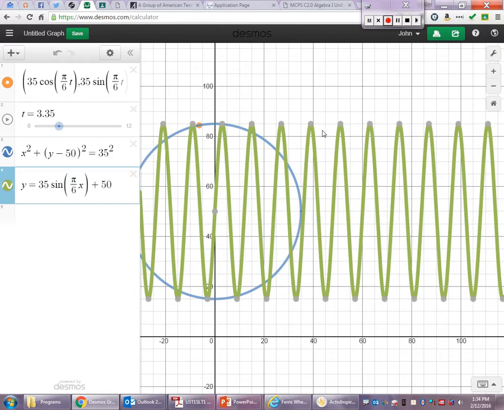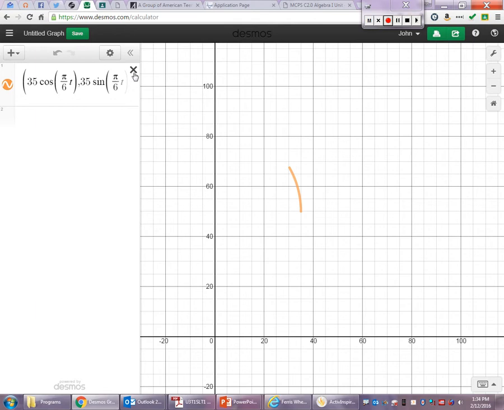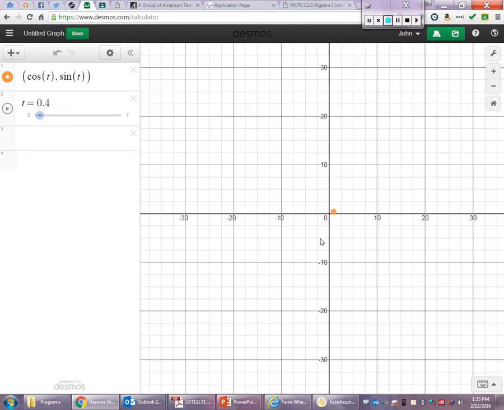Okay. Anything else you wanted to do in here? Was that fun? Jeremy wanted to do a spiral. Can someone tell me how to make a spiral? I love myself some cosine t, sine t. I like that. I love that. How do we make a spiral?